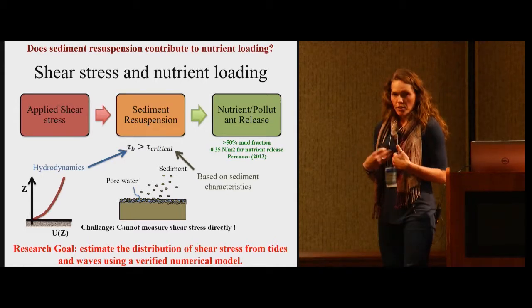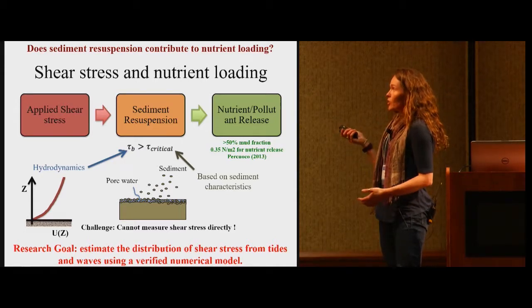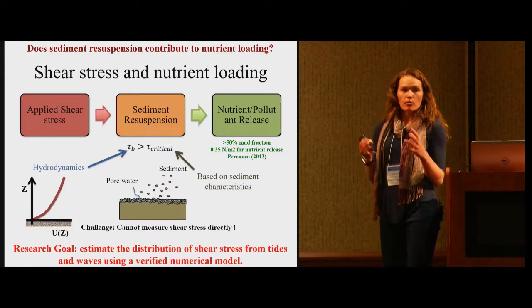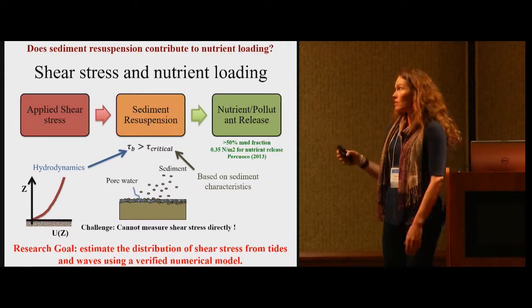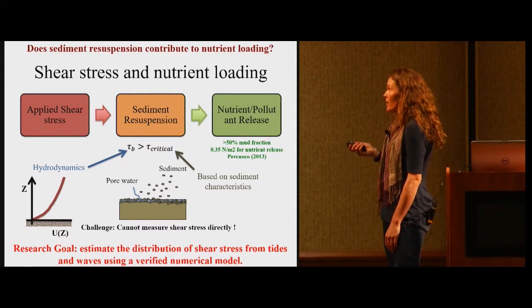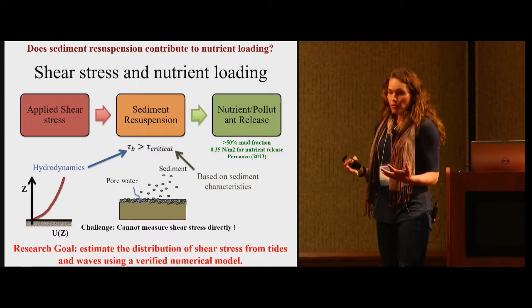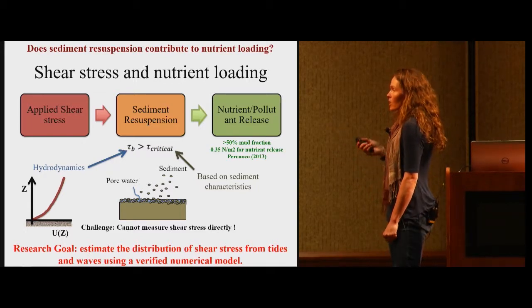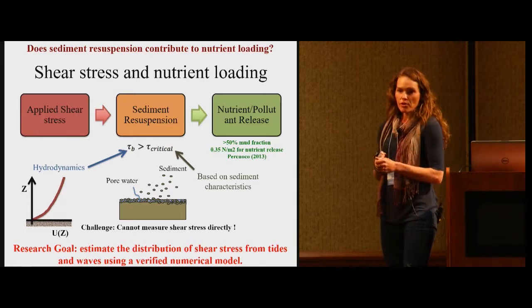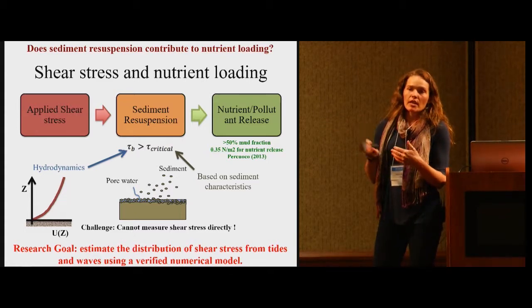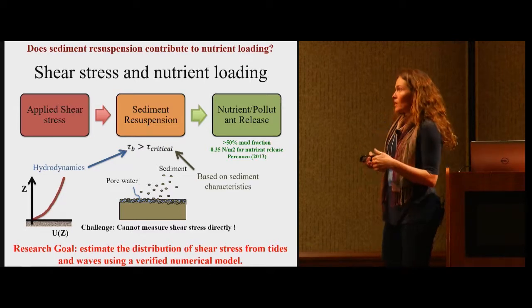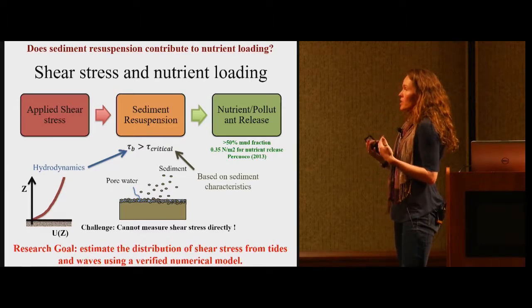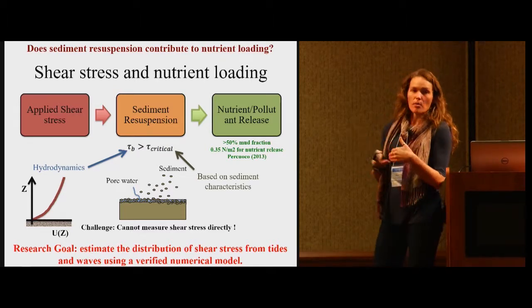For our particular site, which we'll talk about later, we need greater than 50% mud fraction, which is why we look at estuarine mudflats, and greater than 0.35 newtons per meter squared for nutrient release, and that was based on a lab study that was done in 2013. The challenge here is that you cannot measure shear stress directly. You have to measure the velocity gradient in the overlying water column. So what we're going to do is estimate that shear stress using modeled currents.